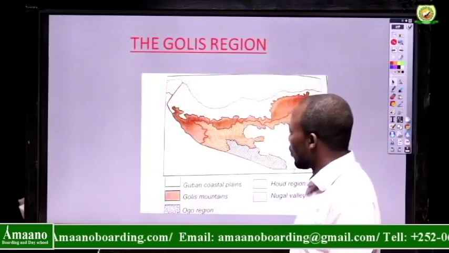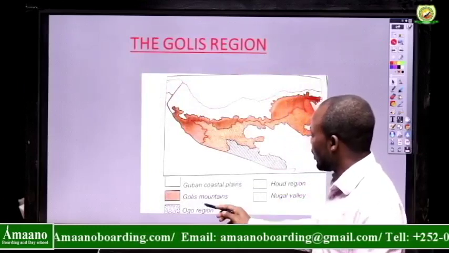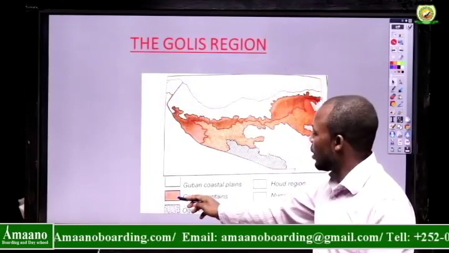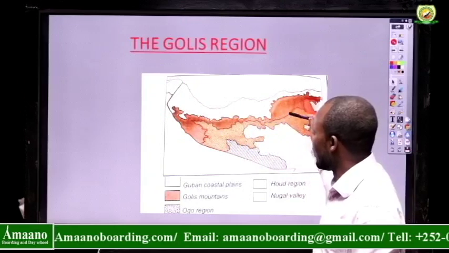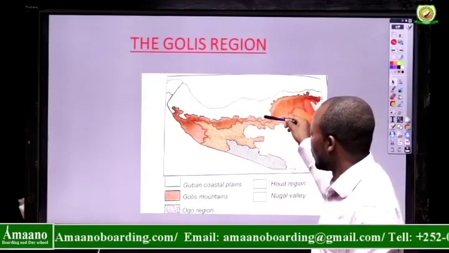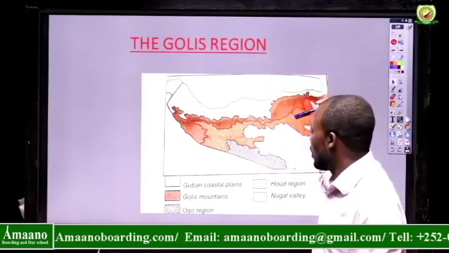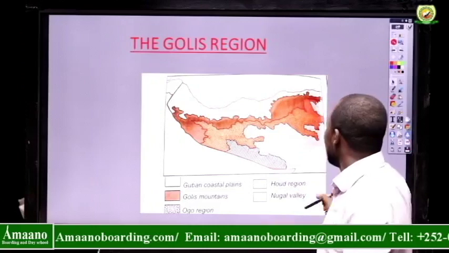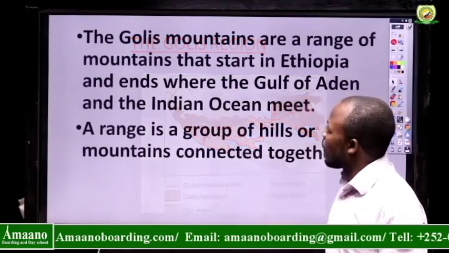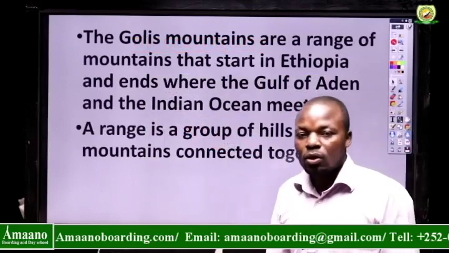And so the Golis region here, as you can see, you can look at it here from the box. The Golis region is found somewhere here. It is found between the Guban region and the Ogo region, and it is particularly made of mountain or mountain ranges.